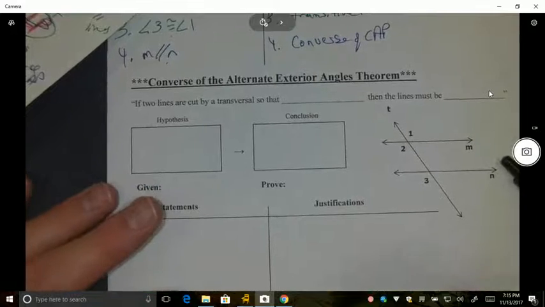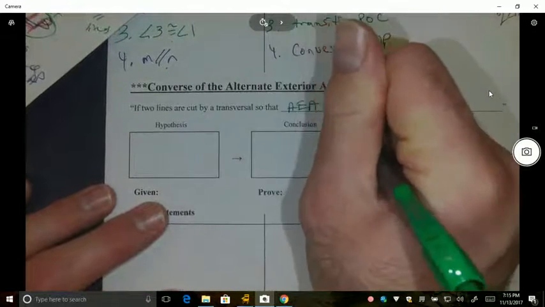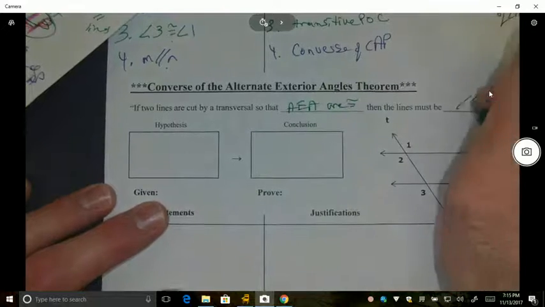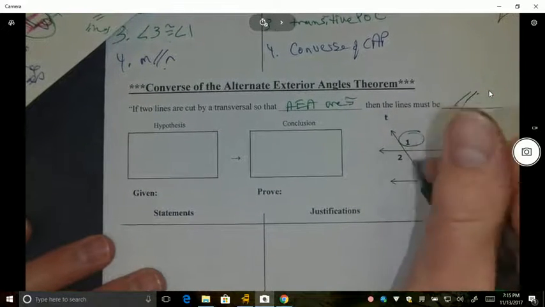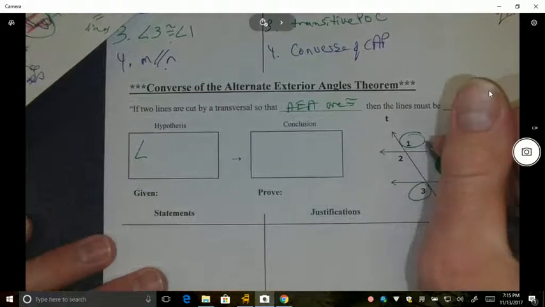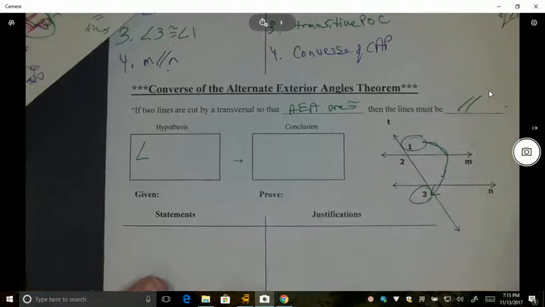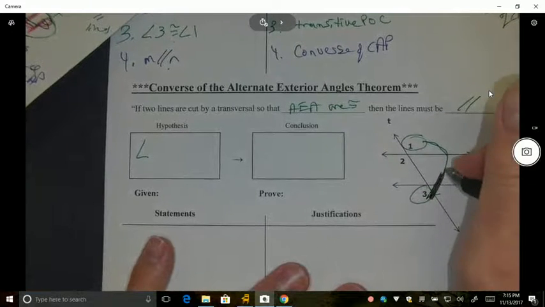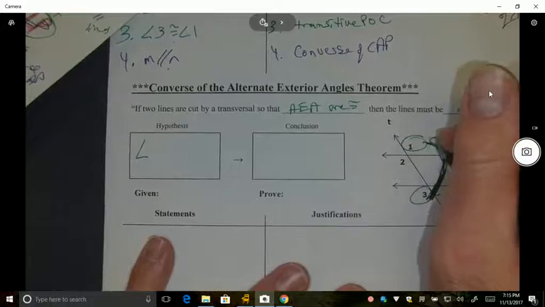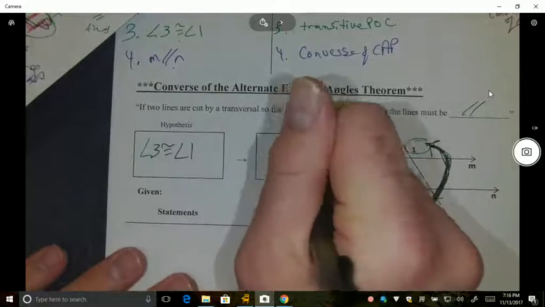Converse of alternate exterior angles theorem. If two lines are cut by a transversal so that alternate exterior angles are congruent, then the lines must be parallel. In this case, we're assuming that angle 1 and angle 3 are already connected through a congruency statement. And in fact, I'm going to reverse that arrow from 3 to 1, and there's a reason why you'll see in a second. Angle 3 is congruent to angle 1 is given. We're supposed to prove M is parallel to N.